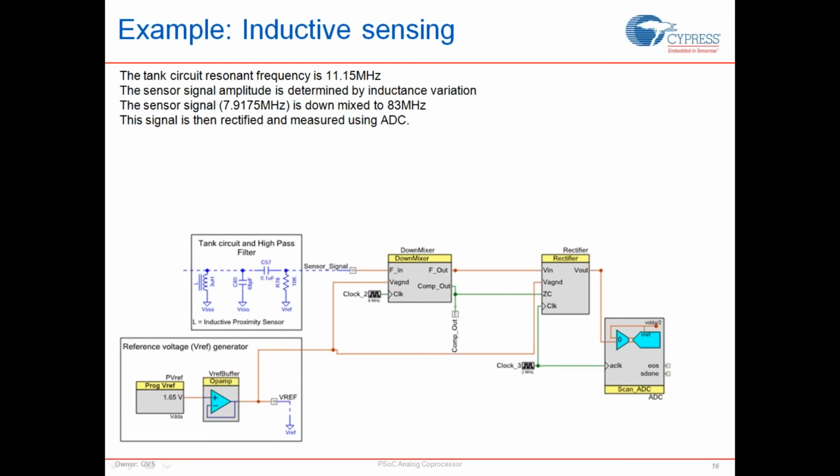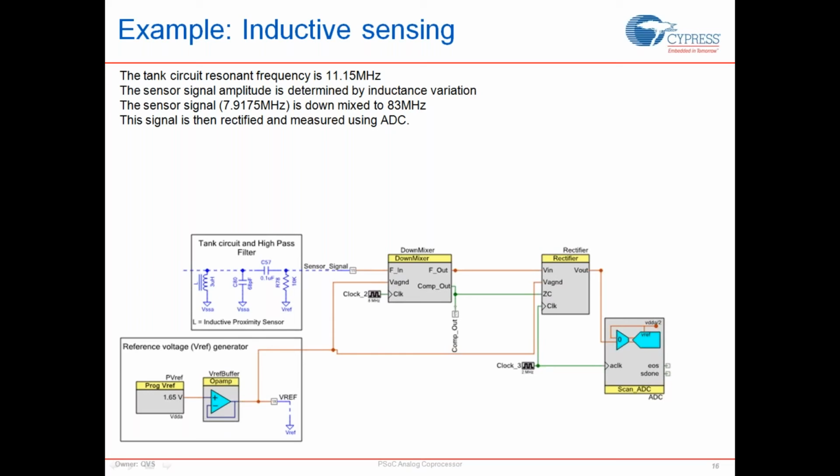So now, how do I measure the amplitude of this output frequency that is coming out? How do I make sure, first of all, that it is the right frequency I'm measuring, and also measure the amplitude of that frequency?